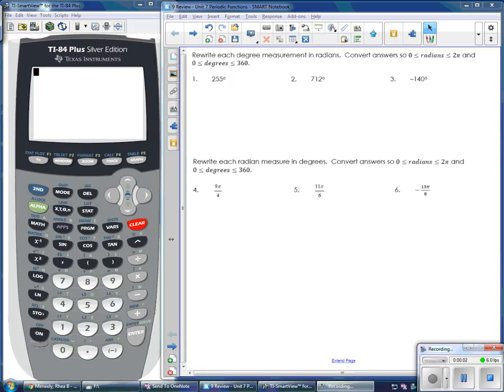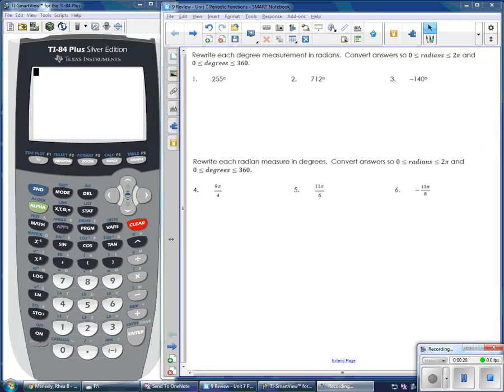Guys, it's Miss Maneely, and I'm going to go through your Unit 7 periodic functions review for the unit test that you're going to have this week. In the first two sections, we are simply converting from degrees to radians and radians to degrees. Remember, the interior angle measure is what you're given, and you want to be able to convert it back and forth. So in the first three problems, you're given the degree measure.